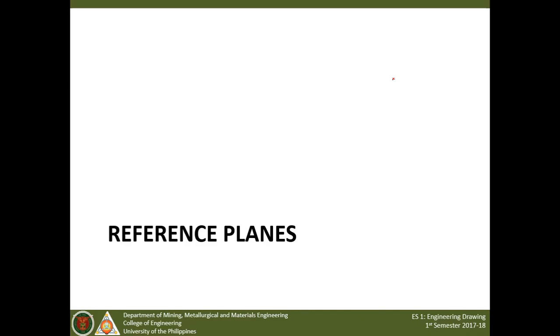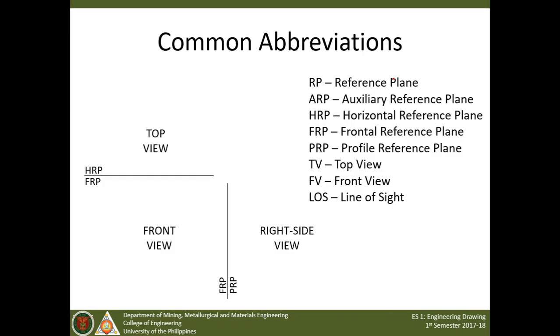Okay, so let's now try to imagine what these reference planes are. So here are just the common observations. I've touched on this earlier. We have the top view, front view, right side view. We have HRP, which stands for horizontal reference plane. FRP is frontal reference plane, and PRP is your profile reference plane.